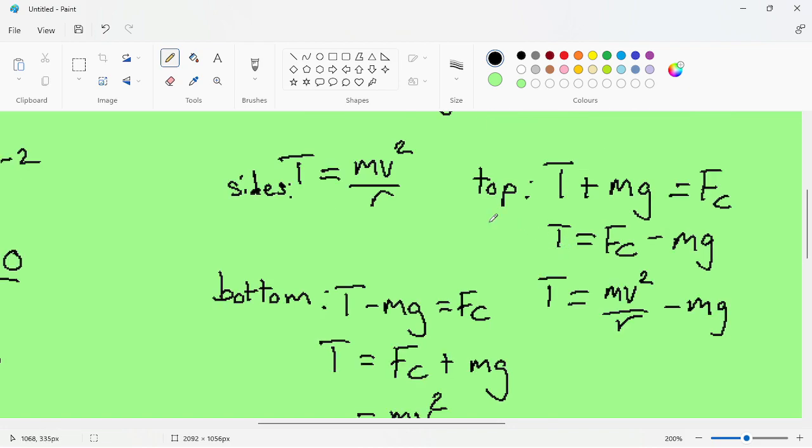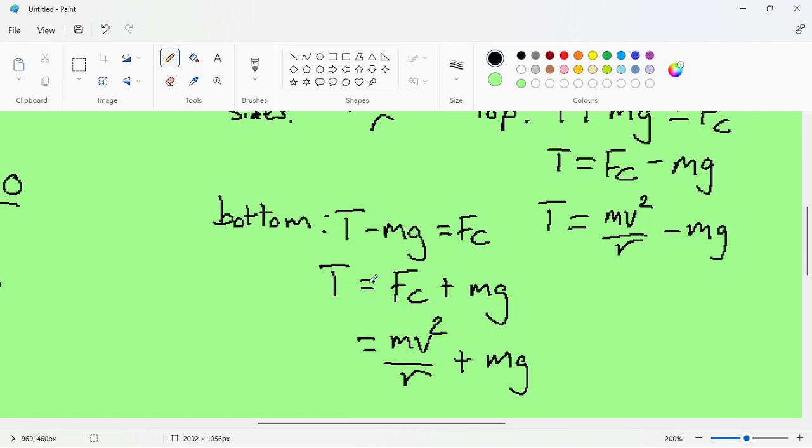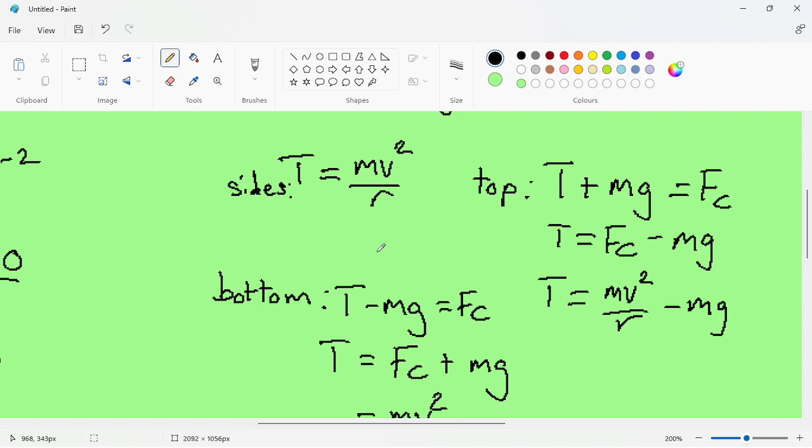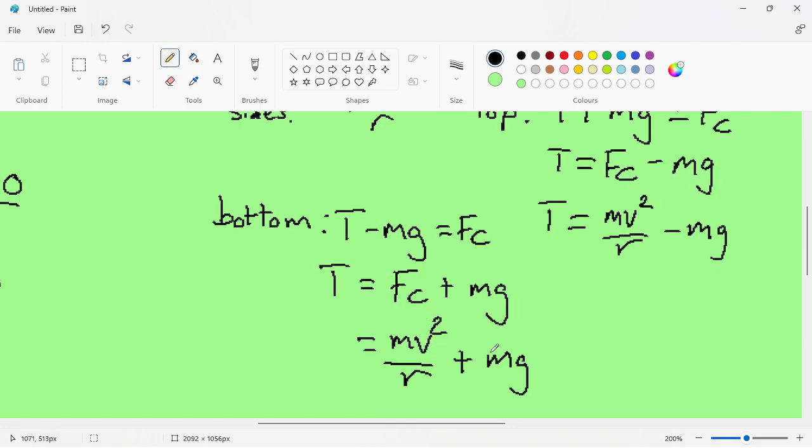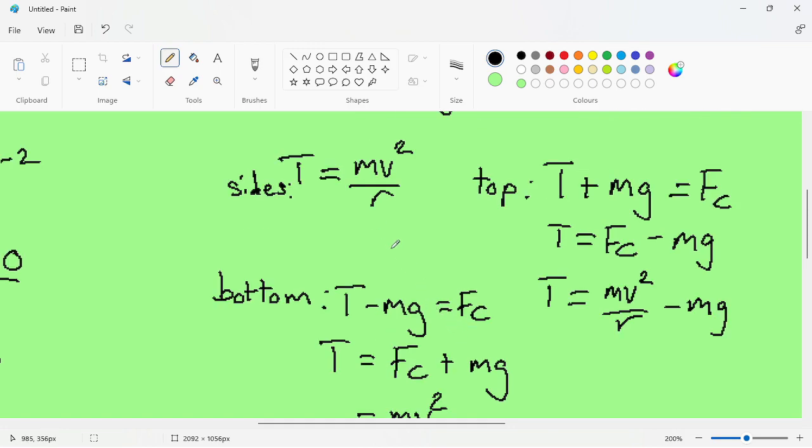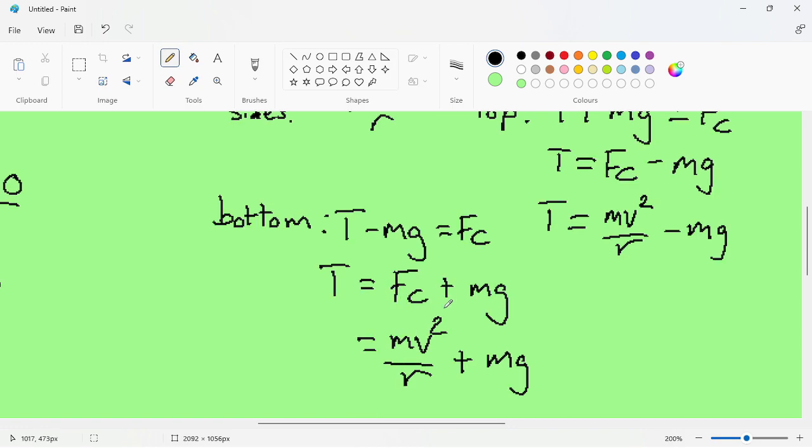We already said that the tension here would be larger than the tension here. But what about the tension at the sides compared to the tension at the bottom? Well, here it's just mv squared over r. At the bottom, it's mv squared over r plus mg, which means at the bottom, the tension is even larger than at the sides. So if we're supposed to compare it, the tension at the top would be smaller than the tension at the sides, and then the tension at the sides would be smaller than the tension at the bottom. So which one of these is tension greater? It would be the tension at the bottom. And that is the explanation.